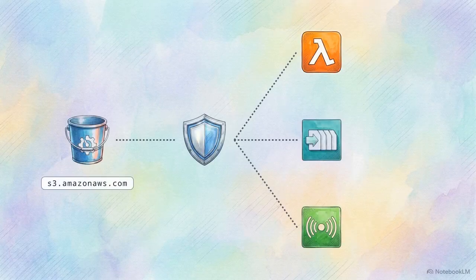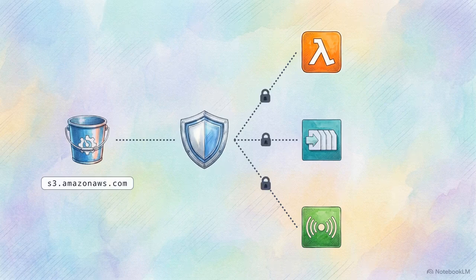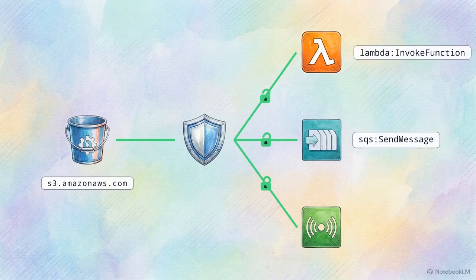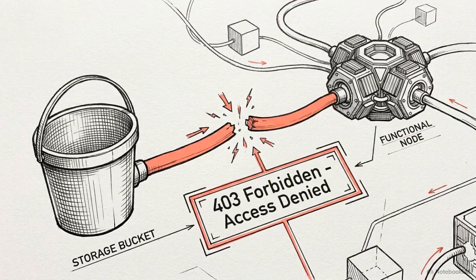This architecture map details the security requirements for event delivery. You must configure explicit resource-based policies, granting the S3 service principal direct permission to execute specific target APIs, like Lambda.InvokeFunction or SQS.SendMessage. Without these explicit permissions, S3 lacks the authority to push the JSON payload. Events fail silently, halting the execution of all downstream logic.